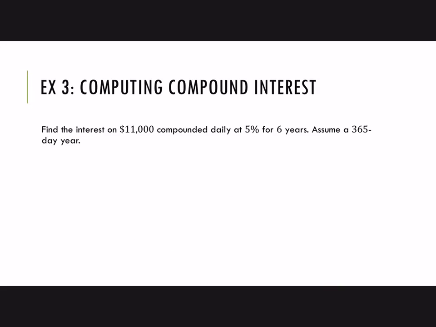We'll do one more example. Find the interest on $11,000 compounded daily at 5% for 6 years. Assume a 365-day year. Okay, so we need the compound interest formula first. A equals principal, 11,000, then 1 plus R over N. So the rate is 5%, that's 0.05, divided by N.